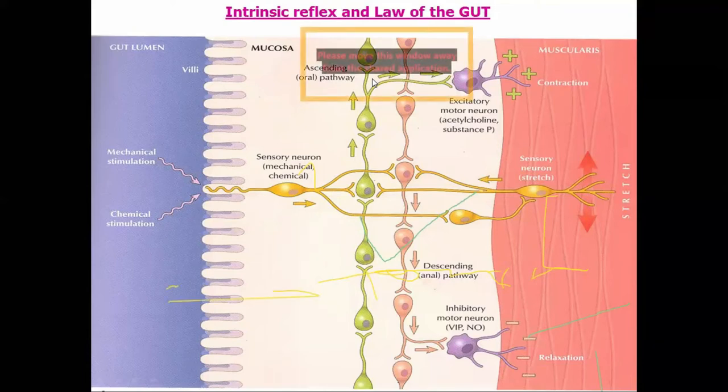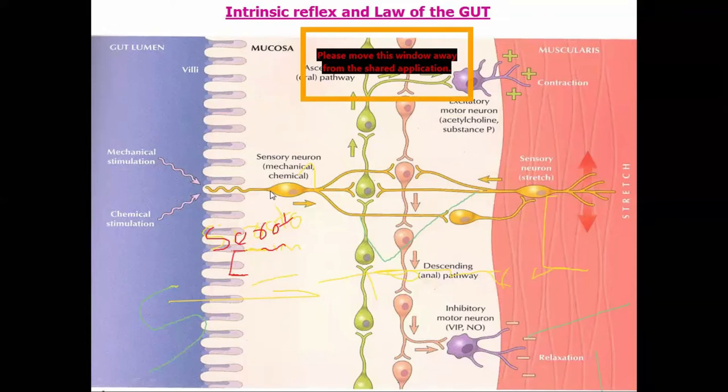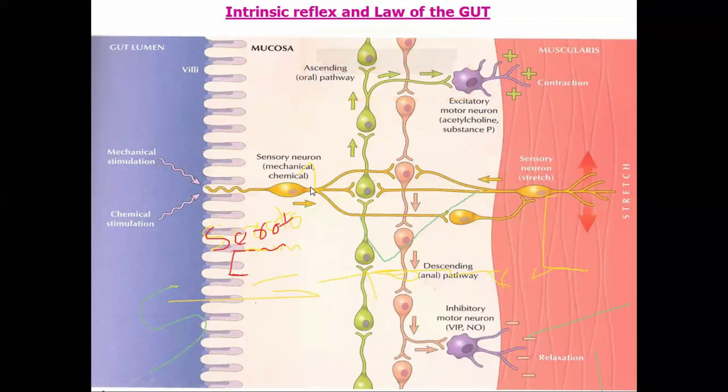Whenever you are in excessive hunger, or there is food in the mouth, the body starts secreting GI secretions, HCl, and bicarbonates from the small intestine. Whenever there is any chemical or mechanical stimulation, the sensory neurons are activated. This yellow sensory neuron will secrete serotonin. Once serotonin is secreted, it will activate two sets of neurons.